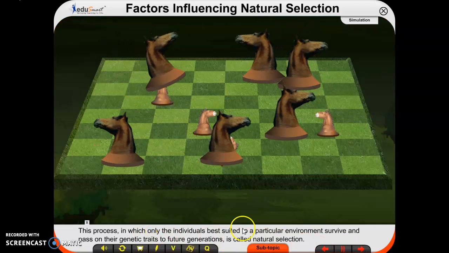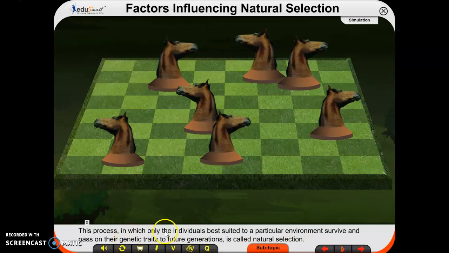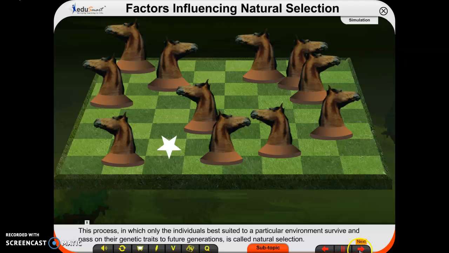Okay, so the process in which only the individuals best suited to a particular environment survive and pass on the genetic traits to future generations is called natural selection. You need to know that. There has to be favorable variations in a population for evolution or natural selection to happen. The favorable trait for the horses was being tall and fast.